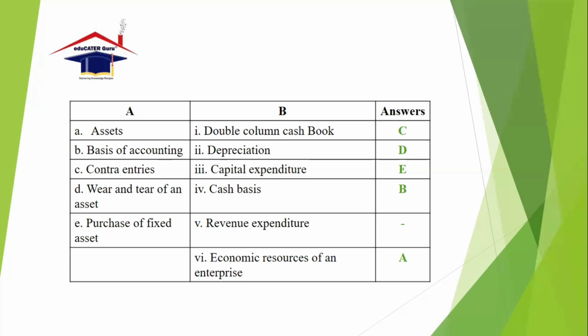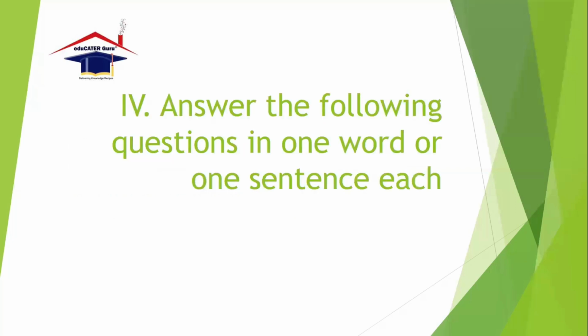Then purchase of fixed asset. Purchase of a fixed asset for a company or an enterprise is a capital expenditure, like it is a long-term investment, long-term expense. So it is capital expenditure, which is option 3. Next, let us go to one word questions.